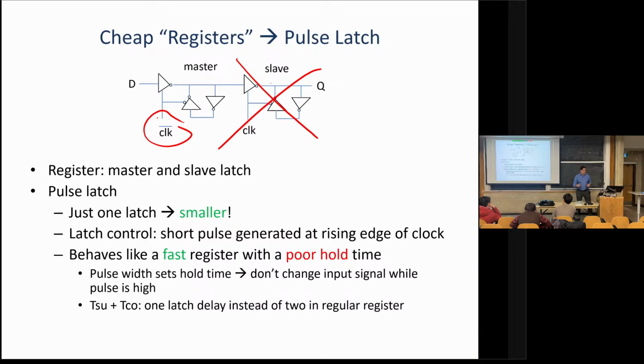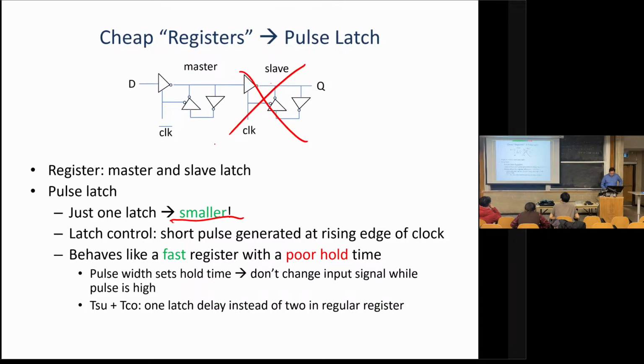Now, I can't actually make it infinitely narrow because if I do that, I'm going to get capture failures. So I can't make it that narrow, but I can make it pretty narrow. This is something you have to think about carefully, but a few hundred picoseconds I could certainly do. So it approximates an edge-triggered register. Okay, so why is that good? It's smaller. I got rid of one of the latches. It behaves like a fast register.